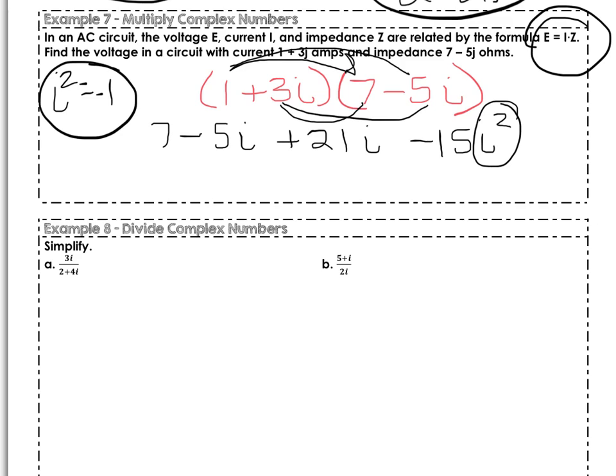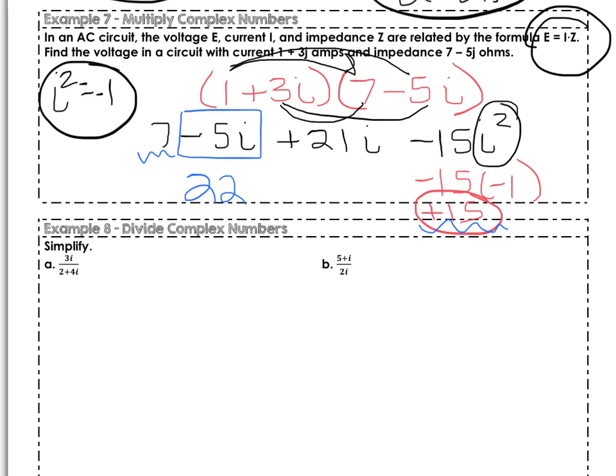Now here's what we need to remember. This last guy here is really going to be negative 15 times negative 1, which is just going to be 15. So then we are going to combine like terms of 7 with positive 15, getting me 22. The other things that are like terms are our negative 5i and our positive 21i, which gets me 16i. So here is my complex number.